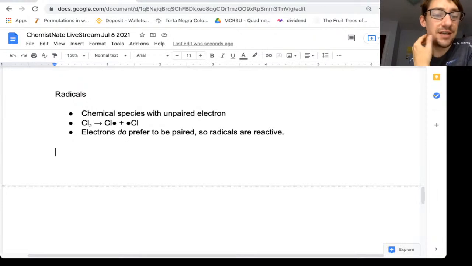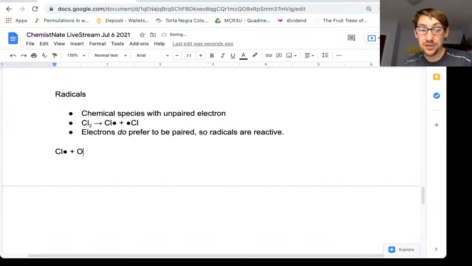This is also the thing that breaks apart ozone in the atmosphere. That Cl. There we go. Reacts with O3. You end up with, I believe it's ClO.